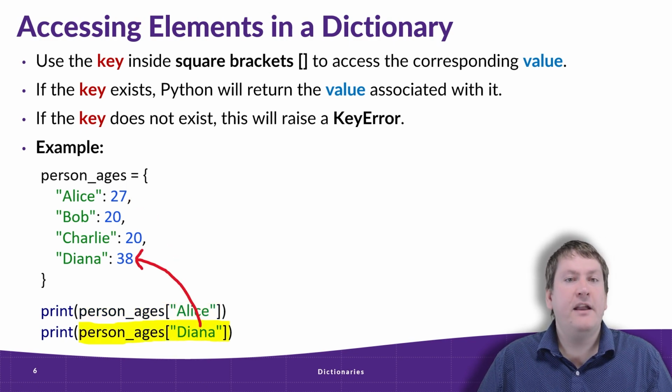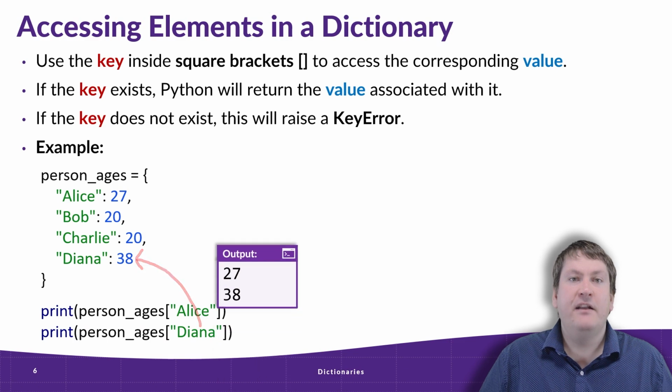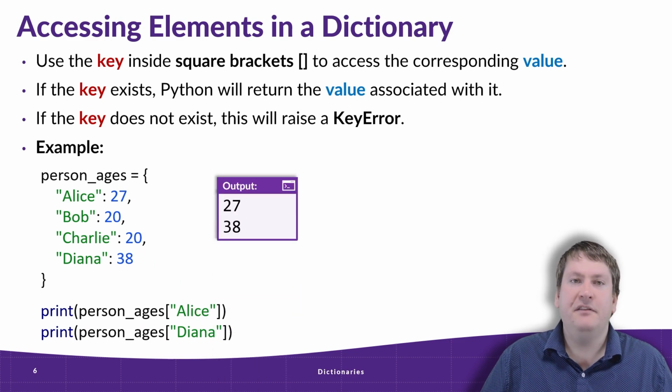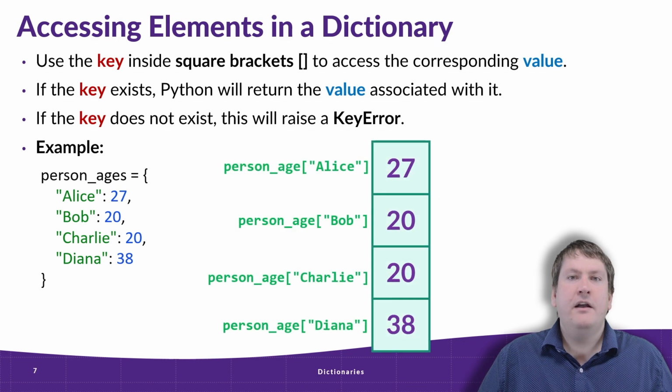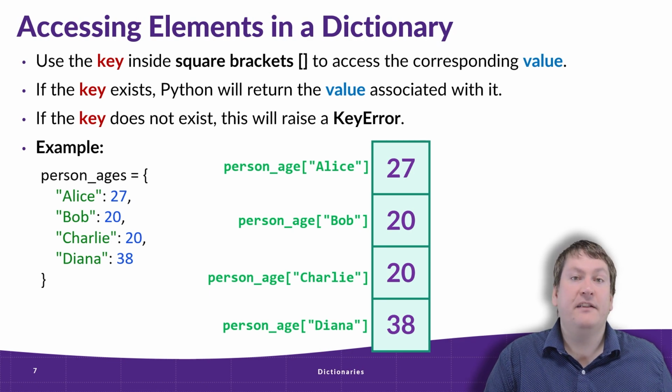The next line is looking for Diana. And in this case, that maps to 38, so we would get the value 38 returned. So the output would be 27 for Alice and 38 for Diana. If we wanted to see how we would reference each one of these values, it would simply be by using the name of the dictionary, or whatever variable is referencing the dictionary. In this case, it's person_ages, and then we would give the key. So Alice would give us 27, Bob 20, Charlie 20, and Diana 38.